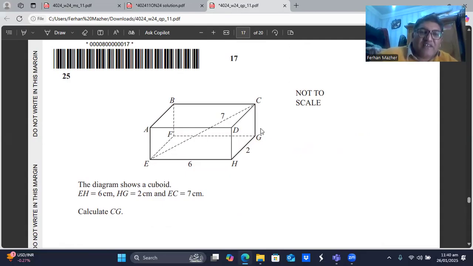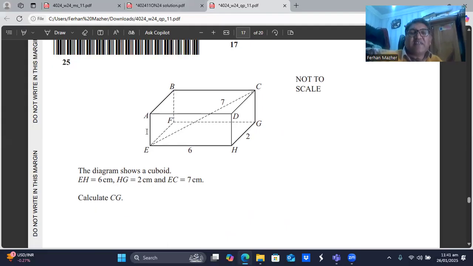First of all, you will take this floor of the room and you will find out EG. So you will take EHG. This is a triangle and it's a right angle triangle. I will apply Pythagoras and I will find out the value of EG. Once I know EG, then I will take this triangle EGC. This is also a right angle triangle. It's a 3D diagram. So once I know EG and I know EC, then because this is a right angle, I will apply Pythagoras and I will find out the CG.